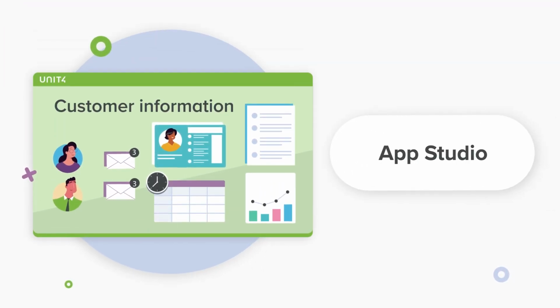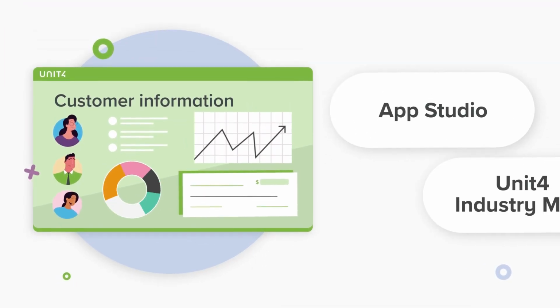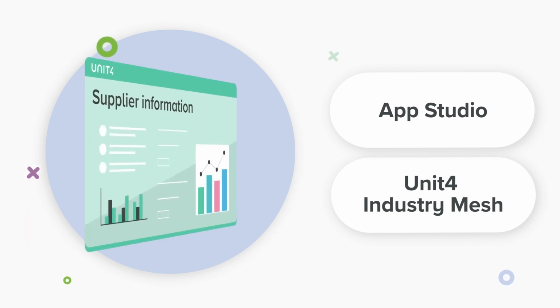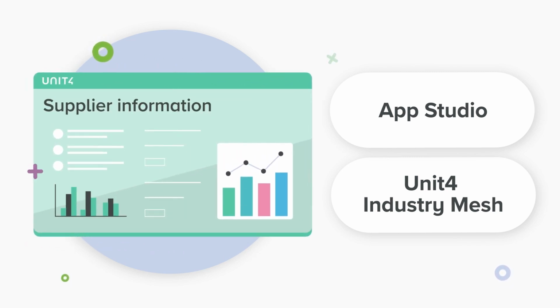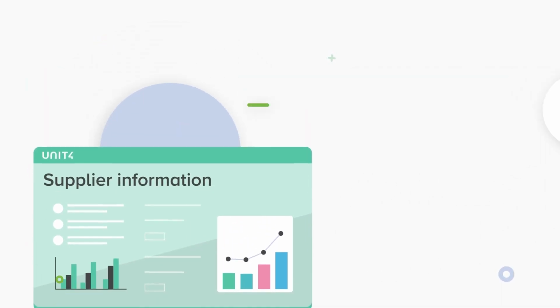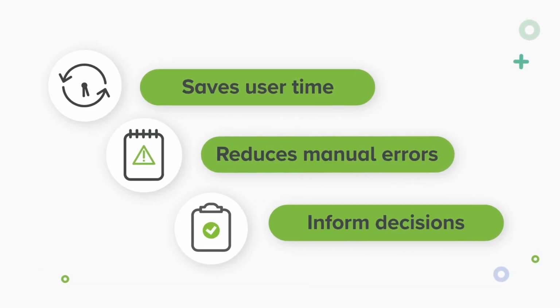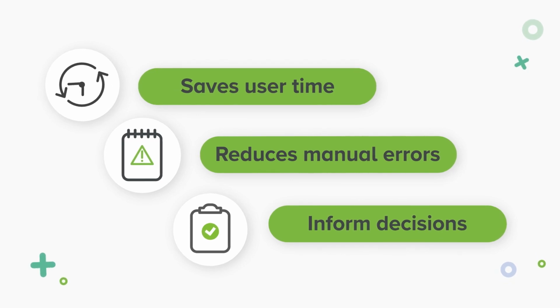Secondly, a Unit 4 customer used App Studio along with Unit 4's Industry Mesh, which allows users to connect to external sources like Dun & Bradstreet, Chamber of Commerce, and certain sanction lists to build customer and supplier data information. This saves time and reduces manual error, informing decisions about whether they are a good supplier to work with.